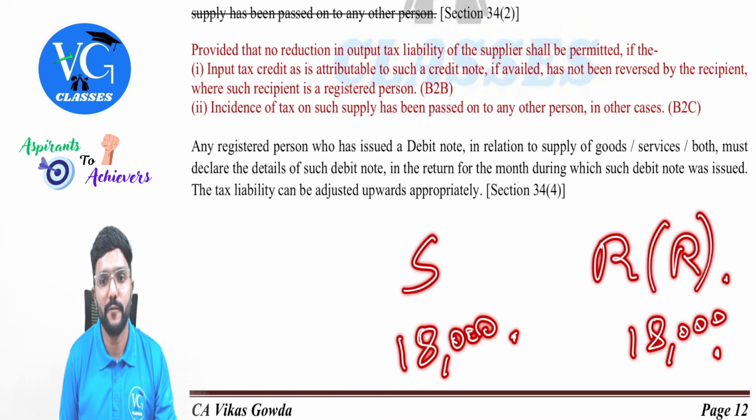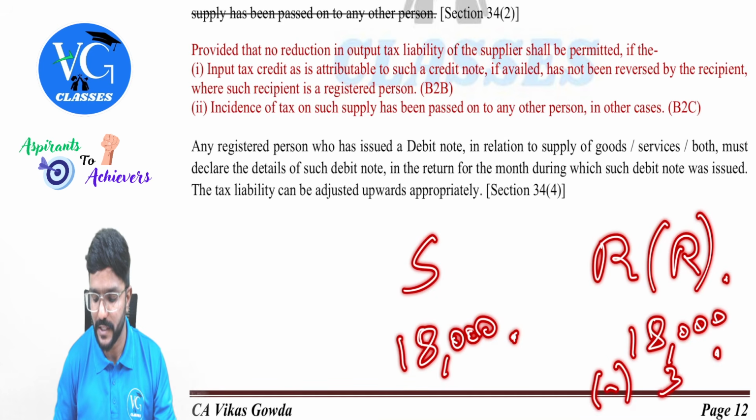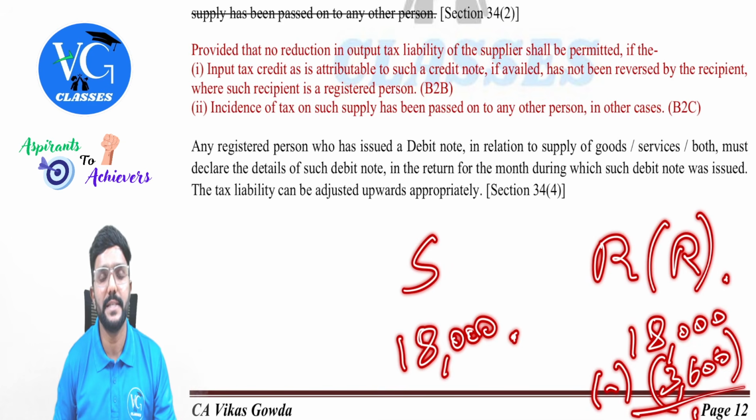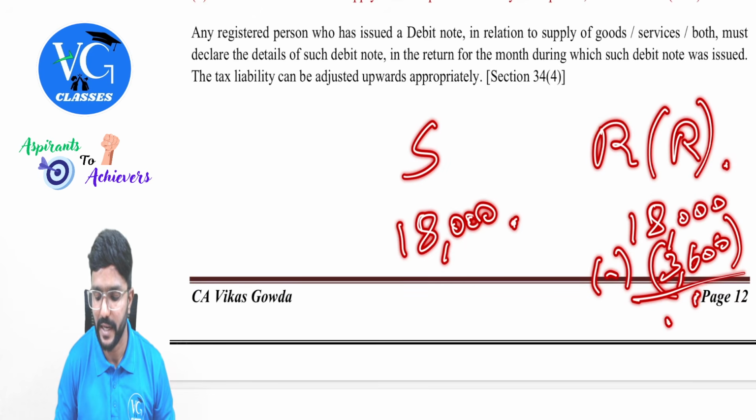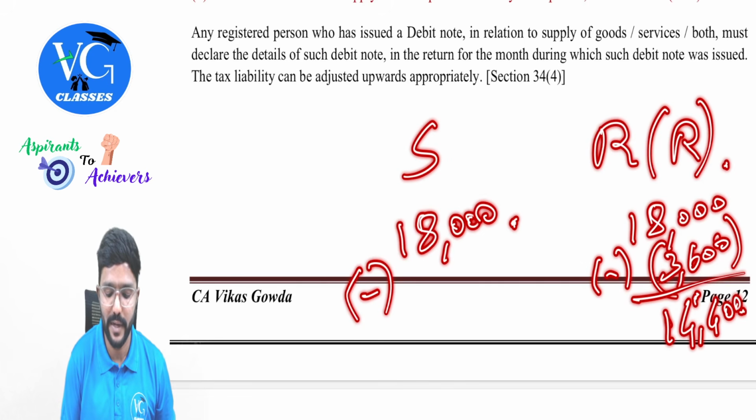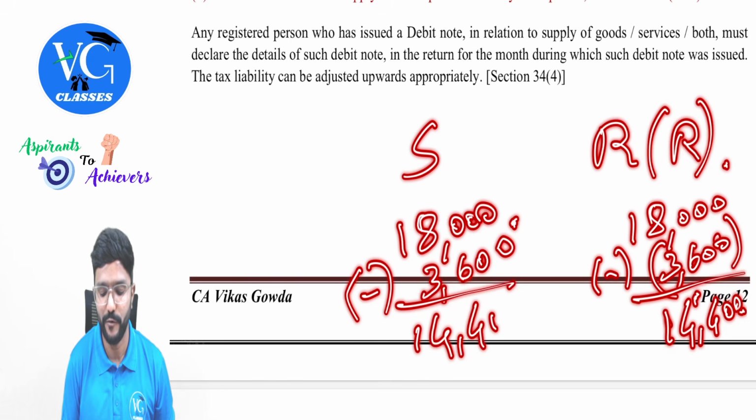Now, sir, what if the recipient has reversed 3,600? After issuing the credit note, the recipient has reversed 3,600. So what is the net credit he has claimed? 14,400. So accordingly, the supplier's tax liability will also be reduced to how much? 14,400, guys. Is that clear?